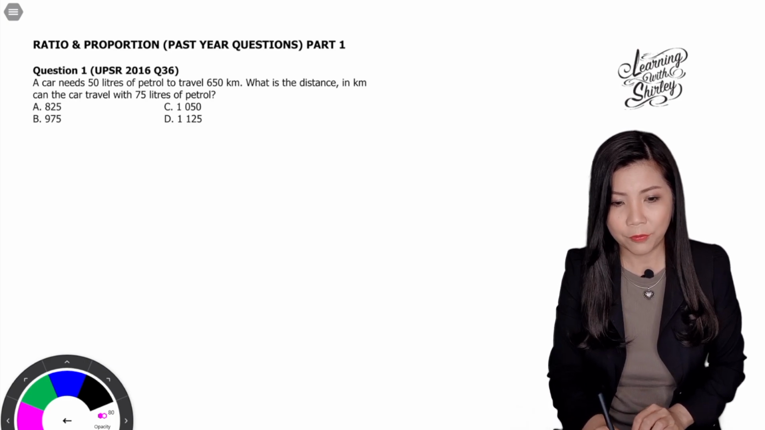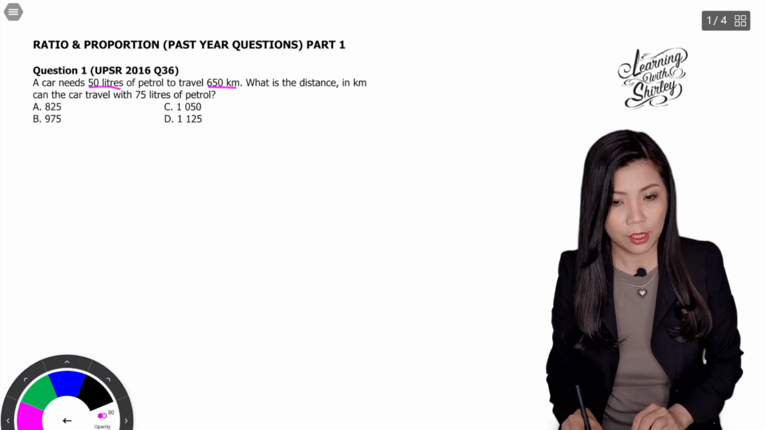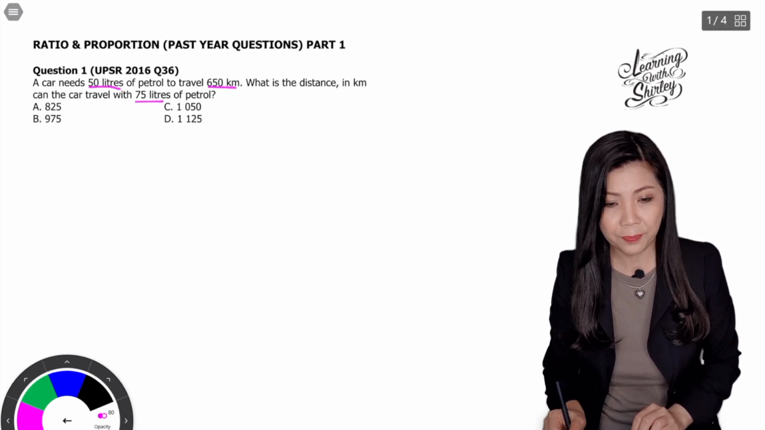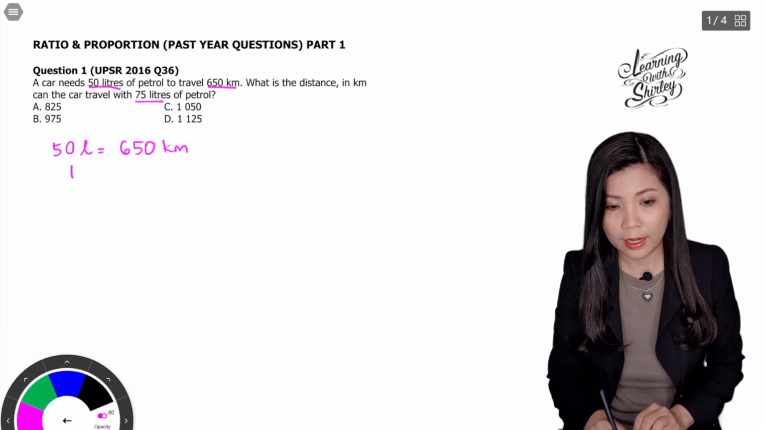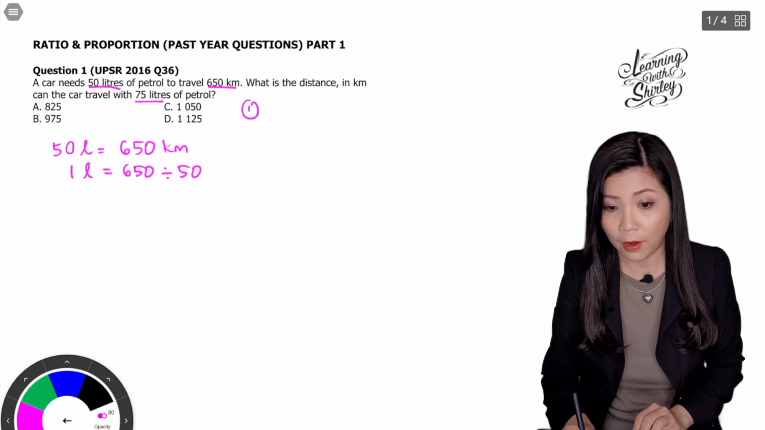Okay, so it means that 50 liters can travel 650 kilometers. So you're going to find how many kilometers for 75 liters of petrol. I'm going to write here, 50 liters is 650 kilometers. To find 1 liter, I'm going to use 650 divided by 50. I'm going to write the working here. The first step is to divide. So 650 divided by 50.